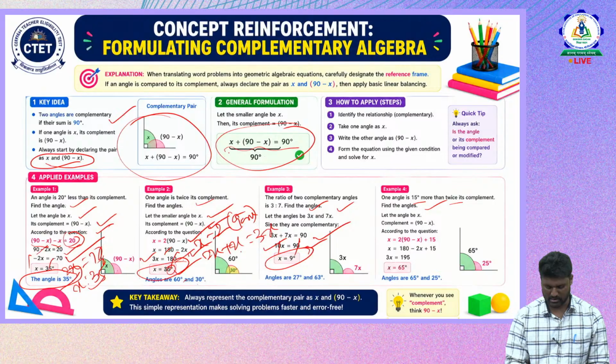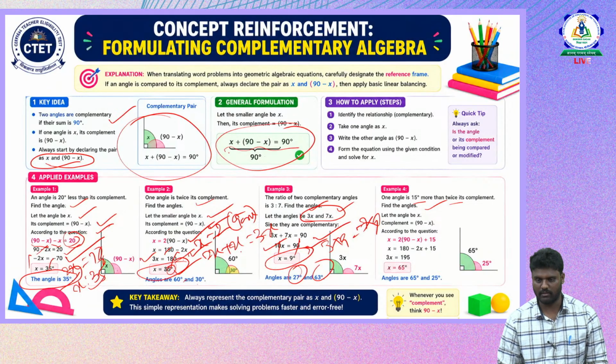So what are the angles? That value 9 we need to substitute into the given angles, where 3 into 9 and 7 into 9, so we get 27 and 63. Another similar case they have given: one angle is 15 degrees more than twice its complementary. Then find the angles.